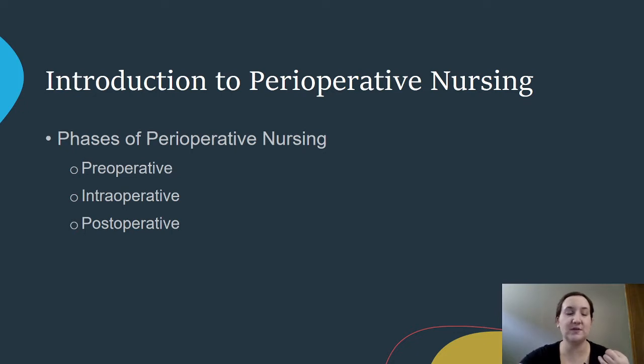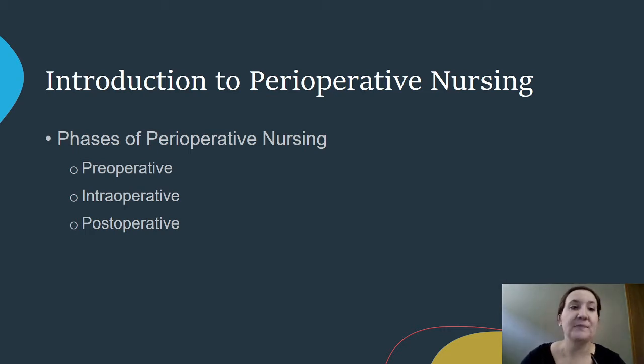So the preoperative phase starts from the moment that the decision is made to go ahead and pursue surgery until the patient is actually transferred into the operating room. Sometimes these surgeries are scheduled months out in advance, right? Well, that's still considered preoperative nursing because during that time, required tests need to be completed. If they've had any cardiac history, they're going to need an EKG workup. They're going to perhaps need to be cleared by cardiology before they're considered stable enough for surgery.